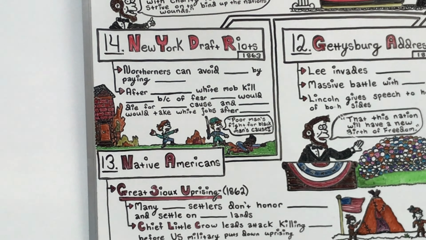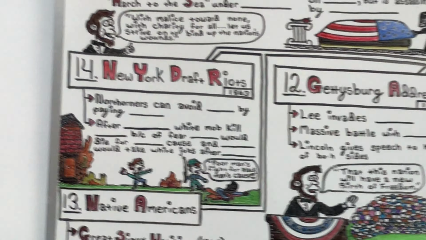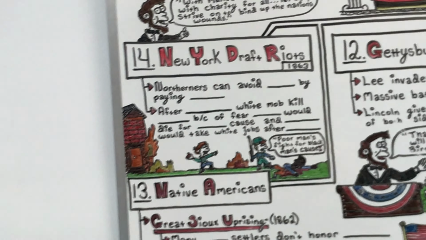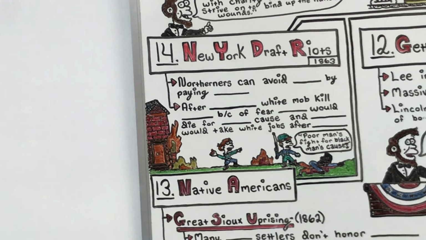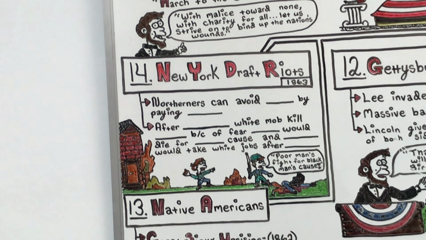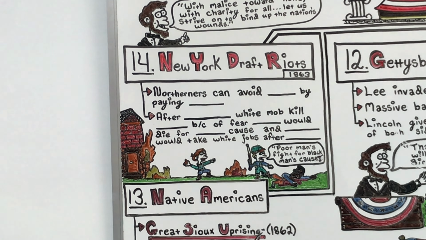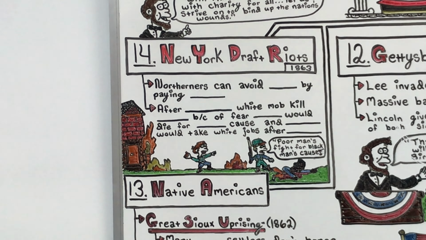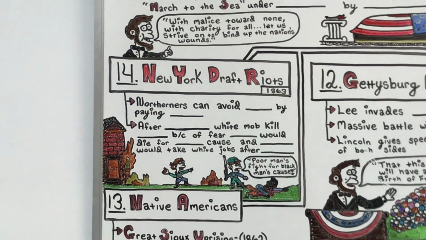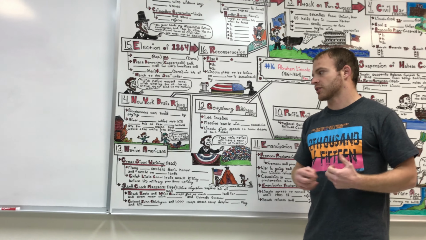For number four, New York draft riots. Remember that once the Emancipation Proclamation goes into effect, really what happens are draft riots. Northerners, particularly Irish people who are at the bottom of the social strata, say, look, if the Emancipation Proclamation frees blacks, when the war's over, that means that they'll probably take my job. And so you have whites, especially Irish, attacking blacks in New York City.